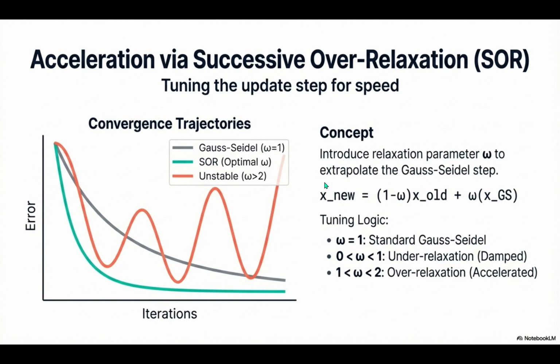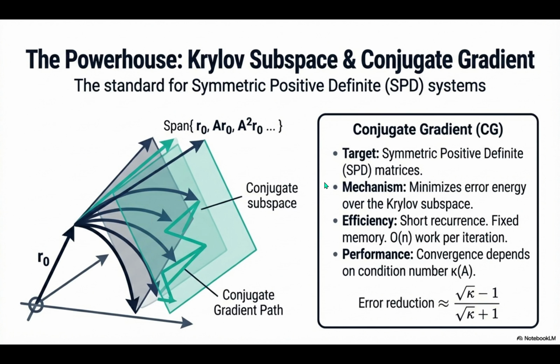But the outline shifts gears here to what it calls the modern standard, the powerhouse, Krylov subspace methods. This is where we leave the 19th century and really enter the space age. Stationary methods are linear. They do the same simple thing every single step. Krylov methods are adaptive. Adaptive. I like the sound of that. How does it work?